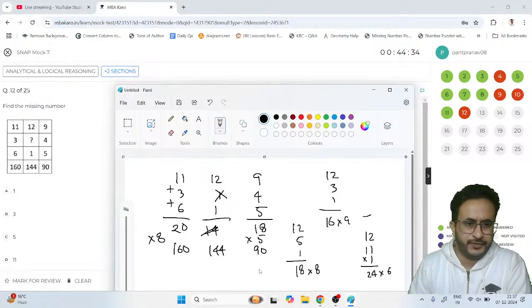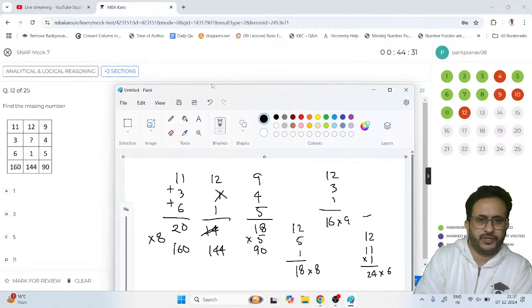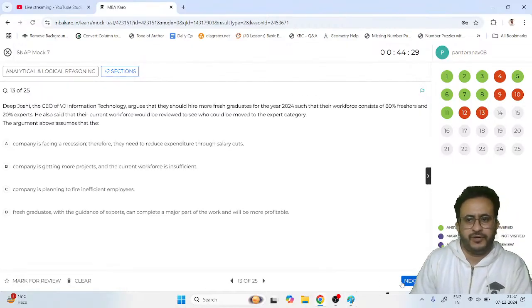This was into 8 into 5. So unable to figure out the logic. We'll just skip it for now.